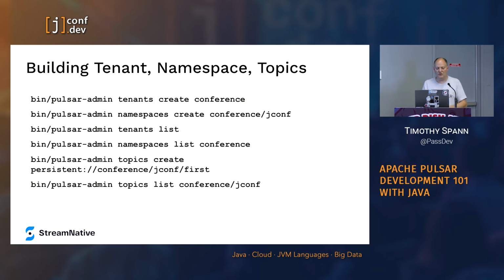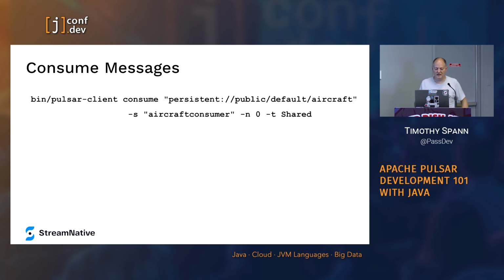The easiest way to create your metadata is through the command line. This can also be automated with all the DevOps tools you know, or through the REST interface. So I could create tenants, create my namespaces underneath them, create my topics. What's interesting with the topic name is persistent, because we could be non-persistent. Then it's tenant, then it's namespace, then it's topic. So you've got to keep in mind, if you leave out persistent, public, and default, that's where it's going to put it. Those are our defaults. So if you don't want it there, put a name in there.